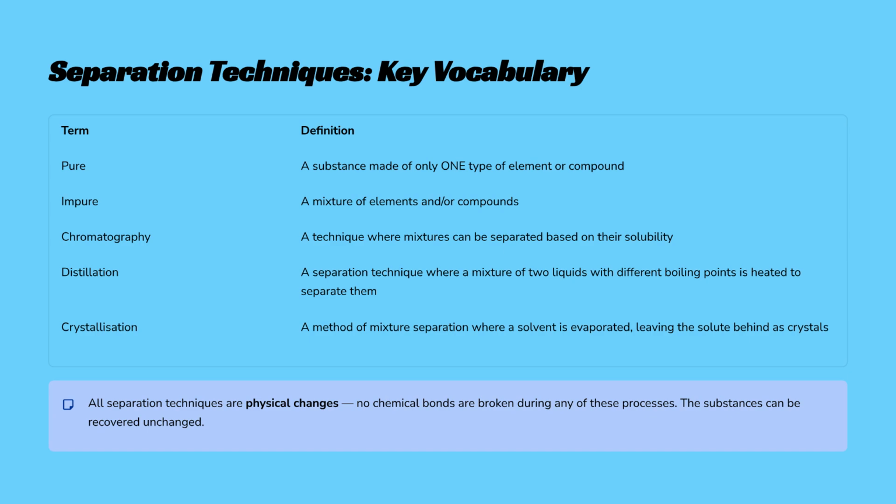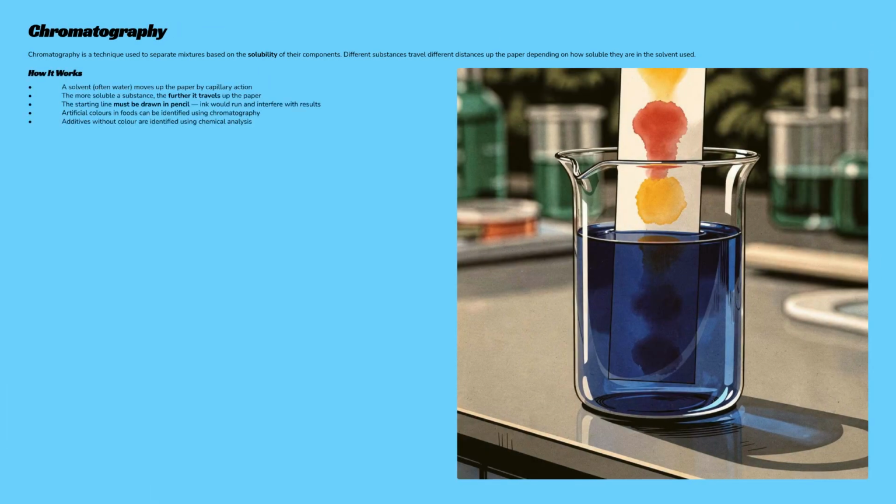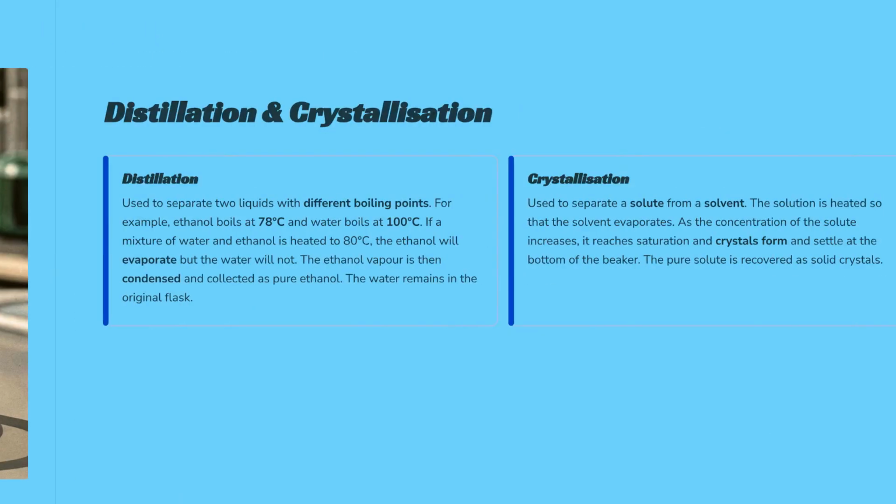Separation techniques involve physical changes, where no chemical bonds are broken and substances remain unchanged. Key methods include chromatography, distillation, and crystallization. Chromatography separates mixtures based on the solubility of components. More soluble substances travel further up the paper. Ensure the starting line is drawn in pencil to avoid interference with results.